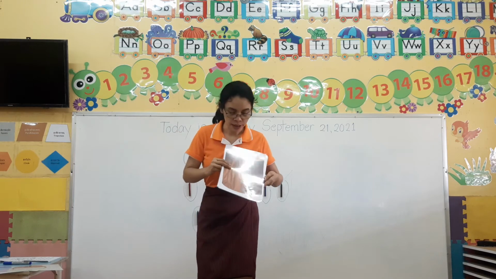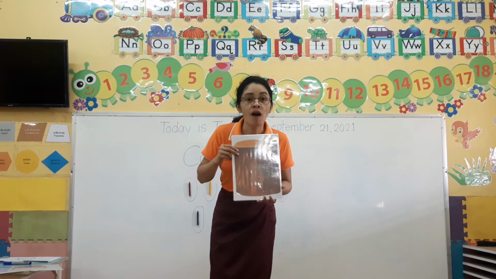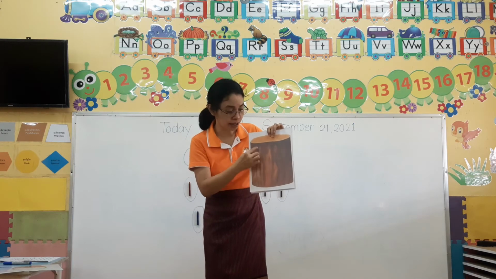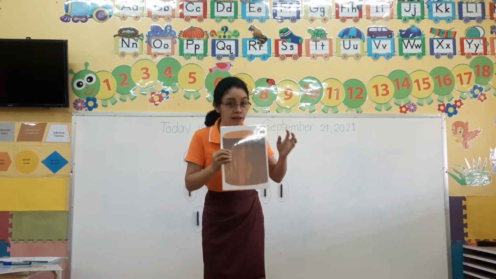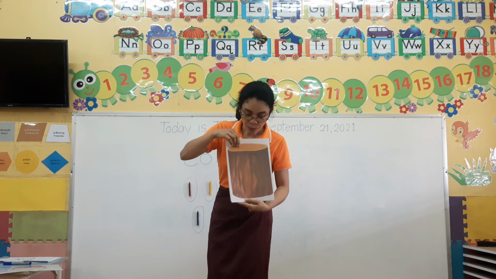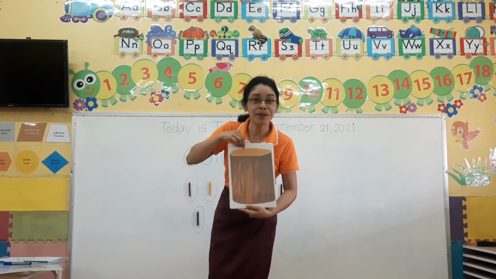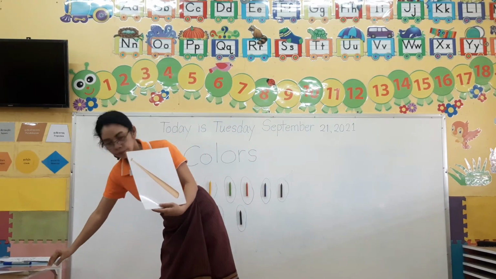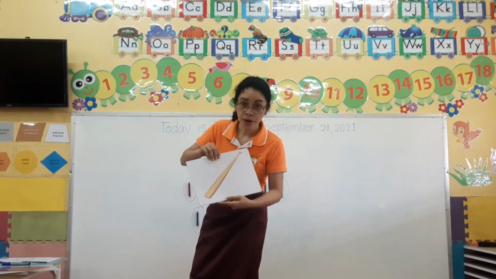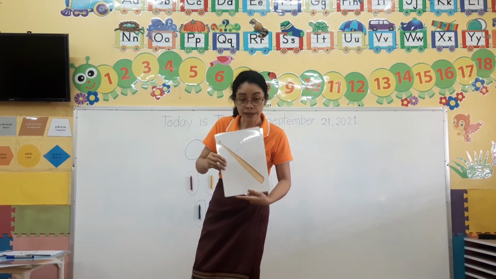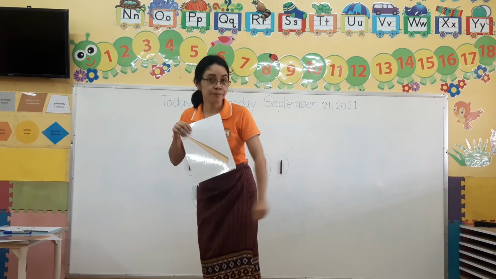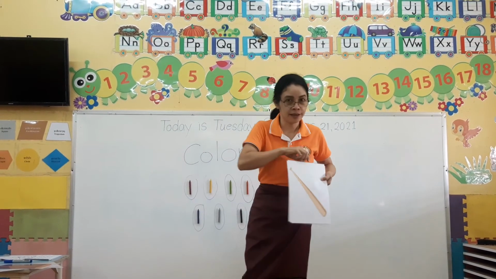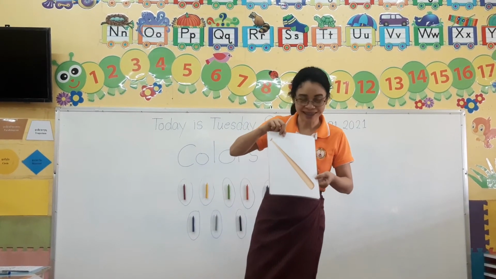Okay, what about this one? Teacher, what's this? This is, we call it log. When you cut the tree, then you can get a log. Okay, this one is called log. Say it with me, log. Okay, and this one, brown bat. Okay, bat. If you will play baseball, then you will use this bat. Say like this. Yes. Okay, bat.